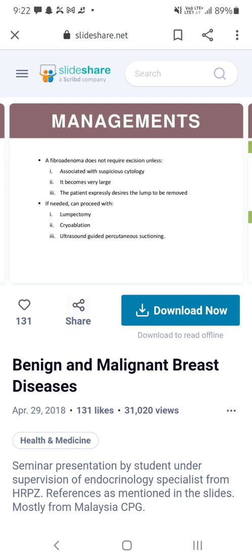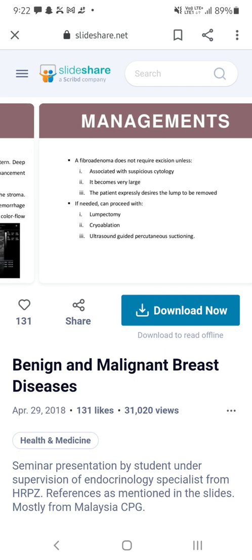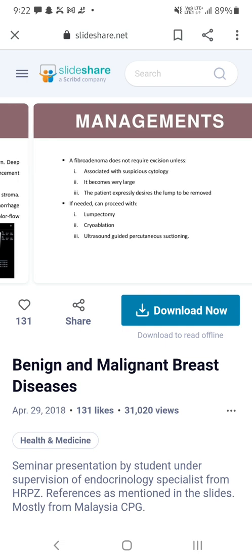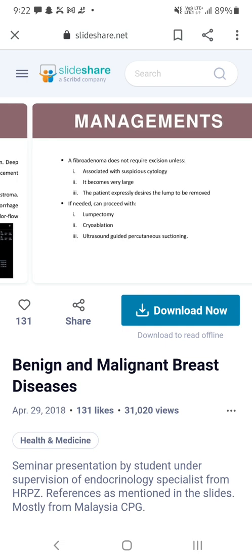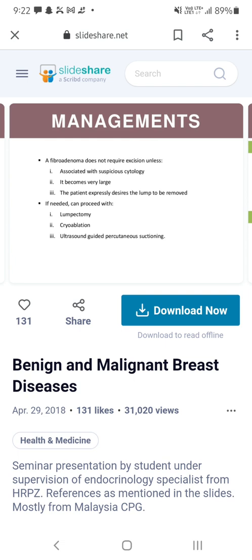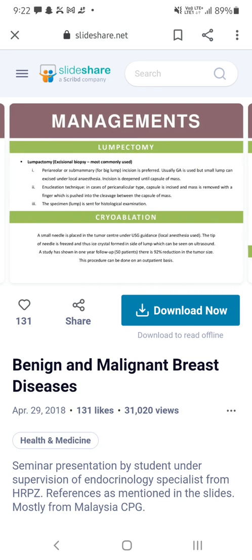So fibroadenoma management, how can you do the management? A fibroadenoma doesn't require excision unless it is associated with suspicious cytology, because it's a very small one, so you cannot go for surgery unless it is a giant one. And if needed, you can do lumpectomy, cryoablation, or ultrasound-guided percutaneous suctioning. These all can be done. What is lumpectomy?